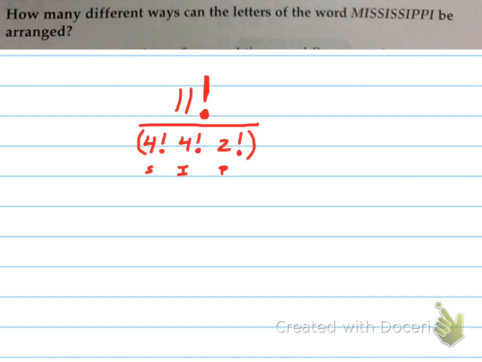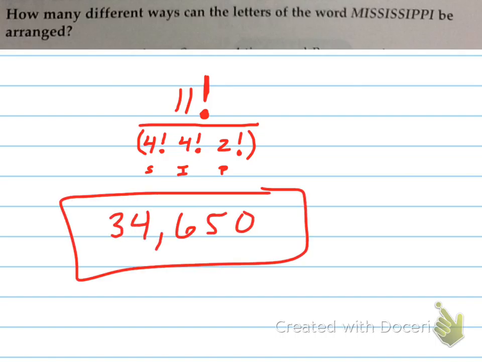If you did it correct on your calculator, you should have gotten 34,650. If you did not put it in your calculator using the parentheses, or if you did not find the exclamation point or whatever, then you probably missed it. Does anybody not know why they could not get that on their calculator? Okay, good.